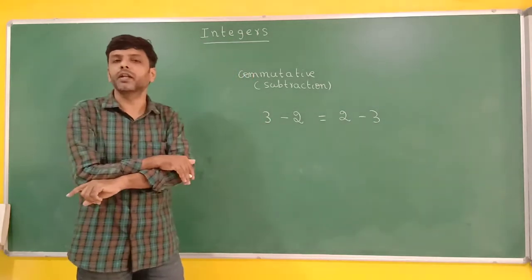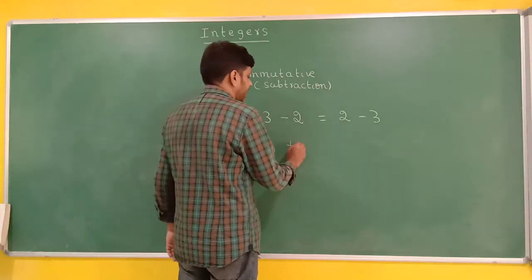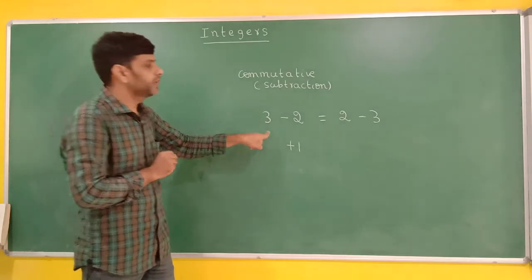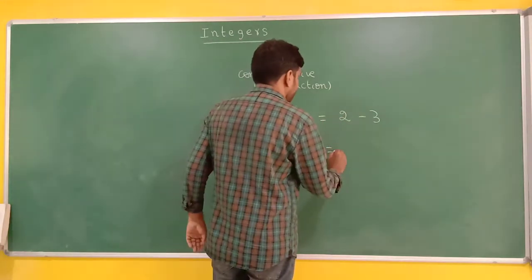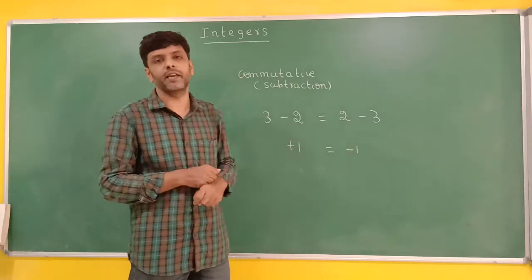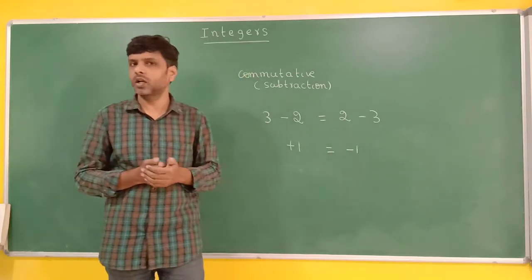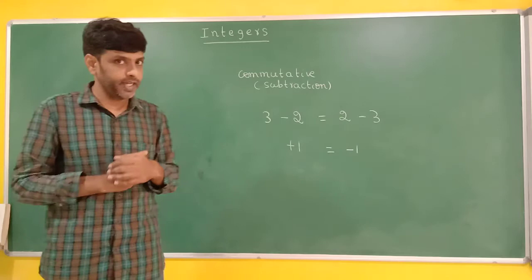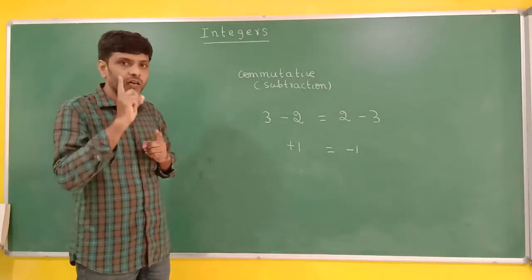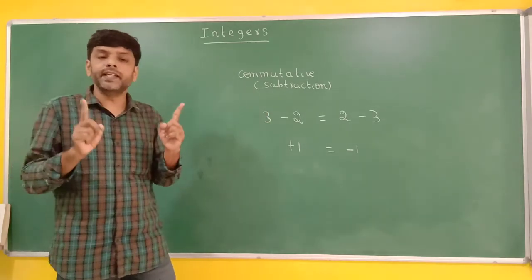I changed their order. Now, what is 3 minus 2? Plus 1. Why plus 1? Because 3 is having positive sign. What is 2 minus 3? Minus 1. Why minus 1? Because 3 is having negative sign. So, are plus 1 and minus 1 equal? No, they are not equal. So, what can we tell? We can tell that commutative property is false for subtraction of integers.